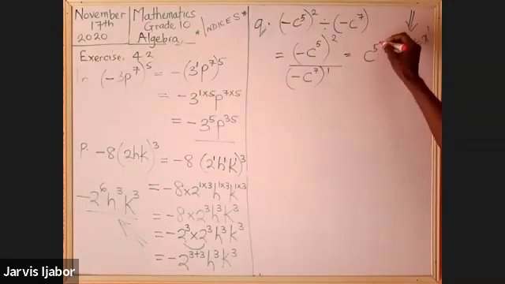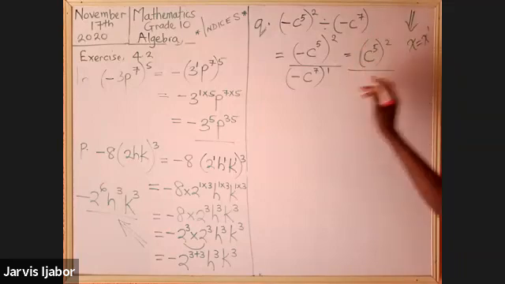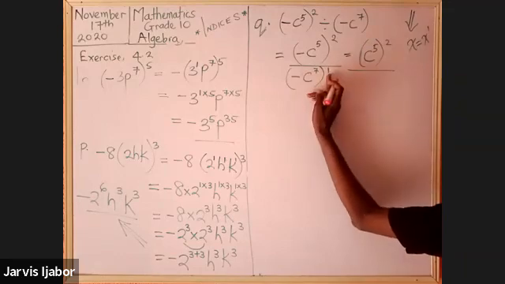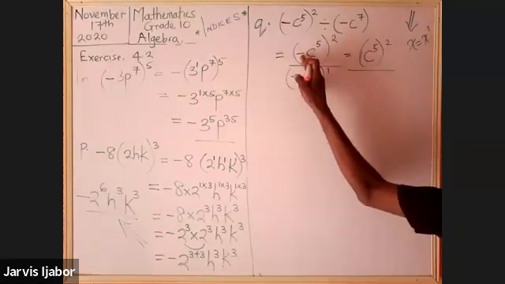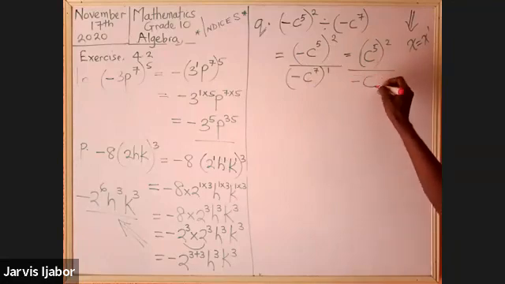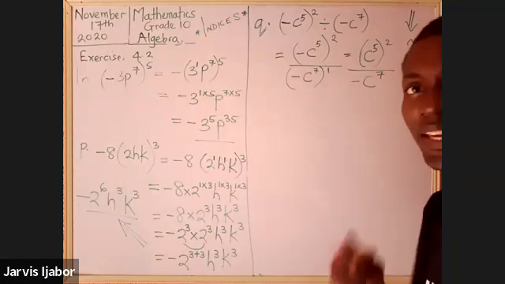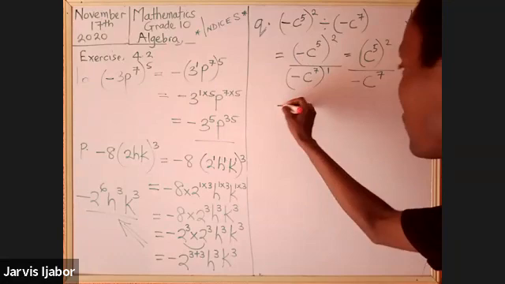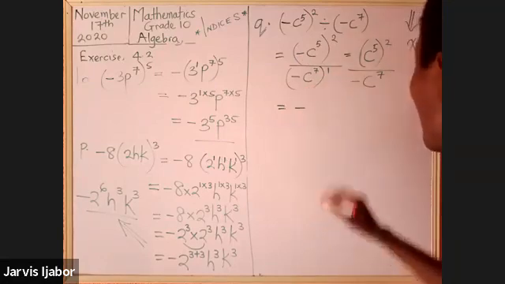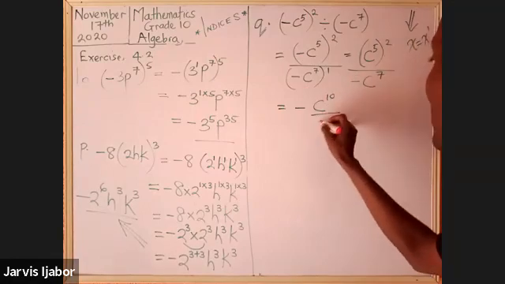So this will be c to the power of 5 raised to the power of 2. This is odd. This is even. So this will become this. This is odd. So this will become negative c to the power of 7. So invariably, positive divided by negative will give me negative. So that will be negative c to the power of 10 over c to the power of 7.